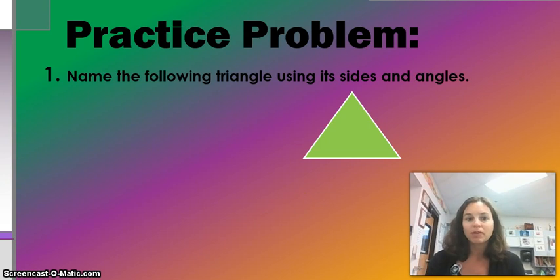Here's our first practice problem. Name the following triangle using its sides and its angles. Pause this video, and when you think you have the right name using the sides and the angles, then you can play this and we'll talk about it.